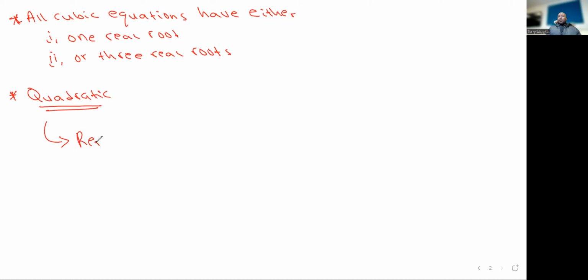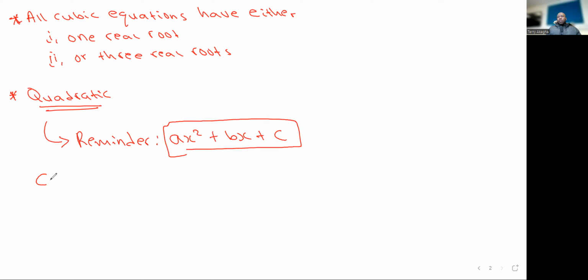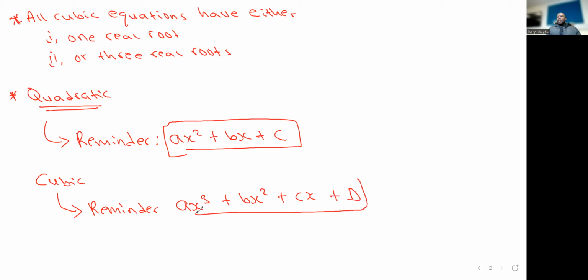For quadratic, I told you a quadratic equation is in the form of ax squared plus bx plus c. Is that making sense? But a cubic is a little bit different. A cubic is in the form ax cubed plus bx squared plus cx plus d, okay? So you can see that they look the same, but they are different. In a quadratic equation, the highest power of x is 2, but in a cubic, the highest power is what?